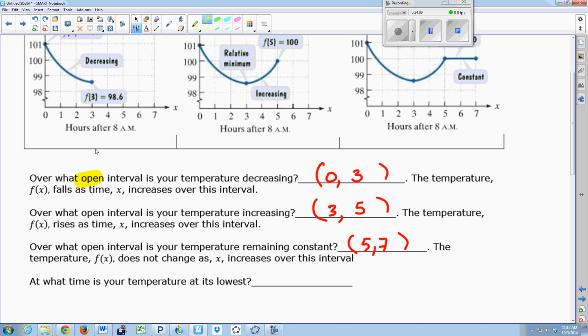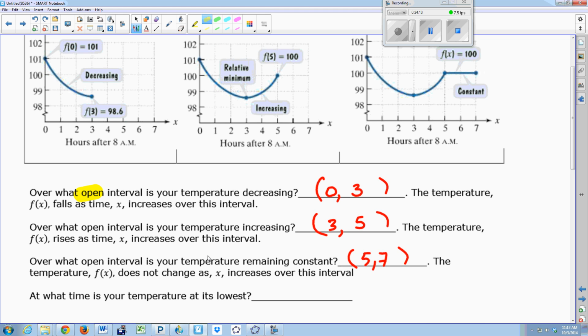Okay, so at what time is your temperature the lowest? What time is your temperature the lowest? 11 o'clock. Which 11 o'clock? Which one, AM or PM? AM. Okay, because Jesse went right there and noticed in these last two graphs that the lowest temperature occurred at 11 a.m. and it was 98.6.